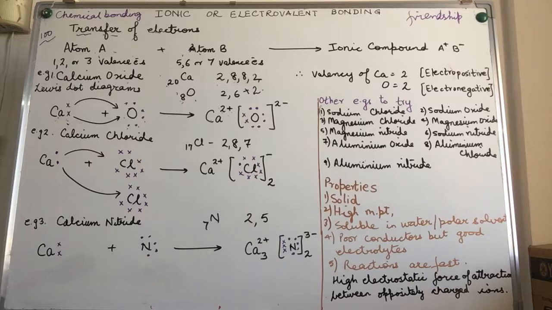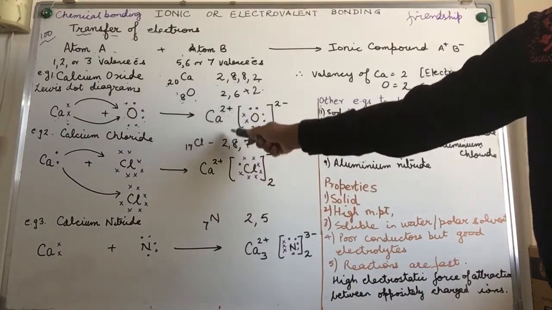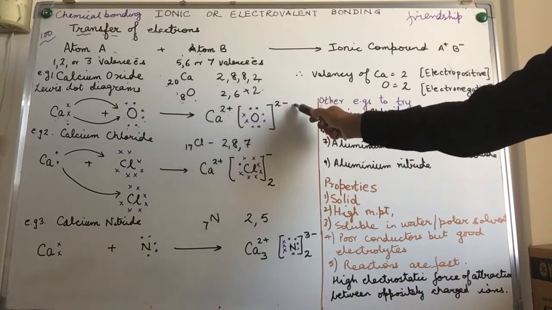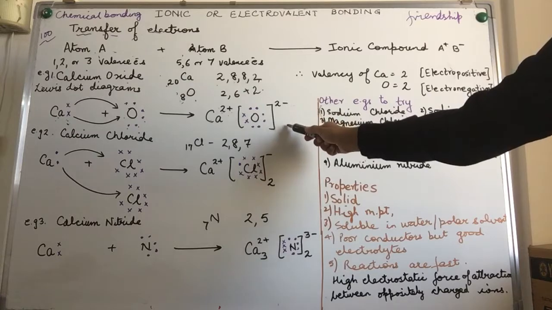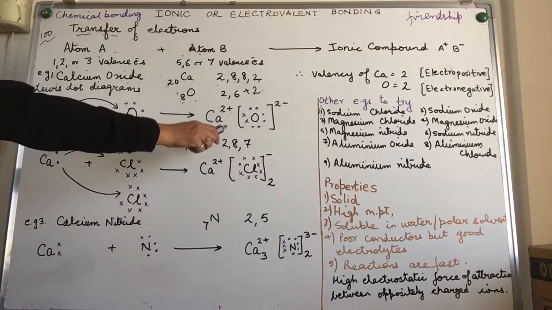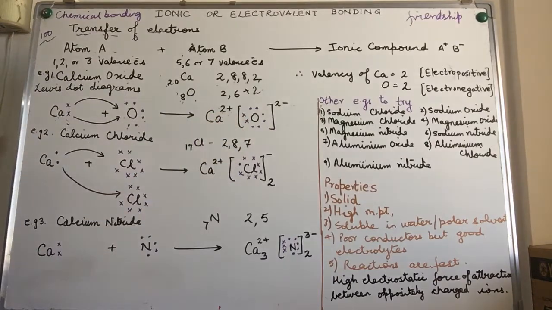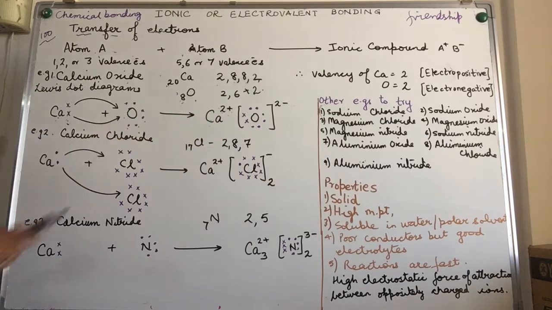So for clarity, we put square brackets over here. The 2 negative over here indicates the 2 electrons acquired by oxygen. Since in this bond formation there is involvement of 1 calcium and 1 oxygen, we don't write any number because it indicates 1. So 1 calcium combining with 1 oxygen, giving us the formula of calcium oxide.